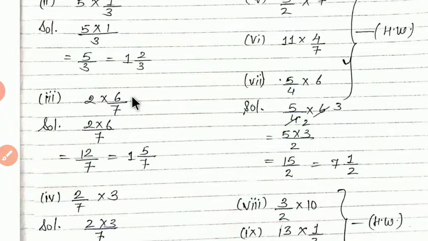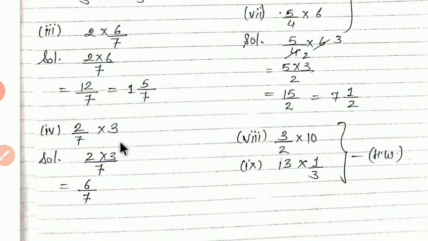2 into 6 by 7. So 2 into 6, both are in the place of the numerator, so we multiply this. 2 into 6 is 12 by 7, or 7 and just 7, 7 plus 5, 12 by 7. 2 7 into 3 means 2 into 3 upon 7, 6 by 7.